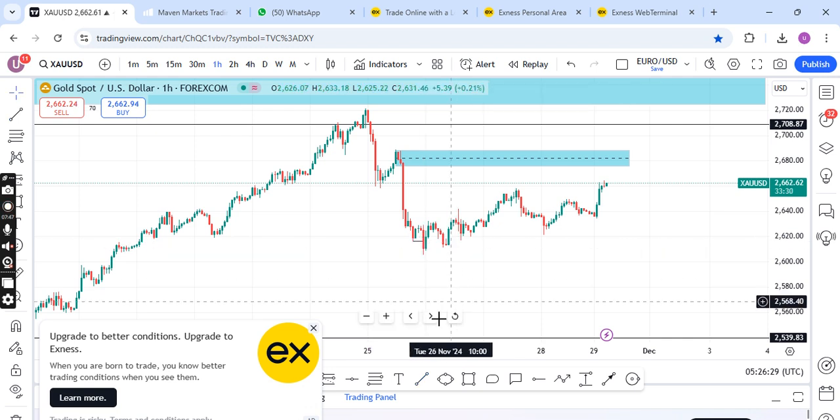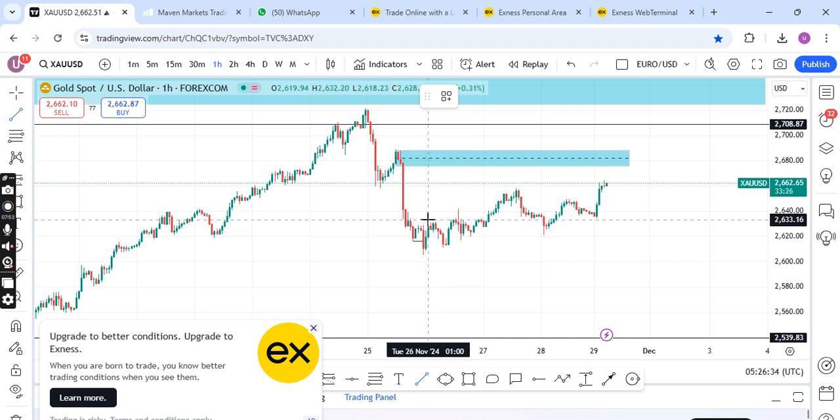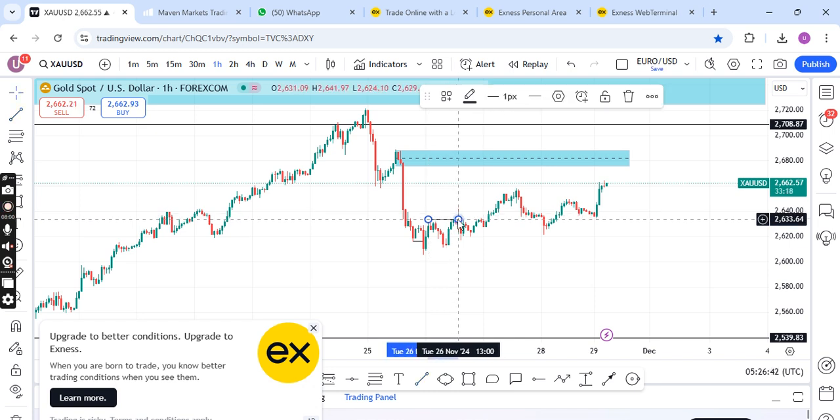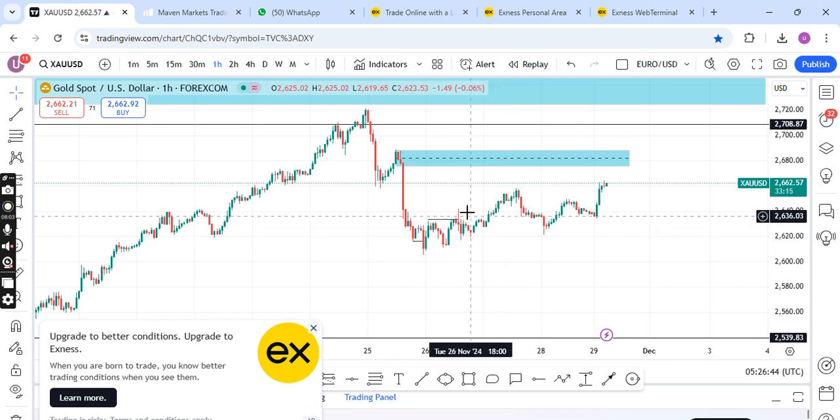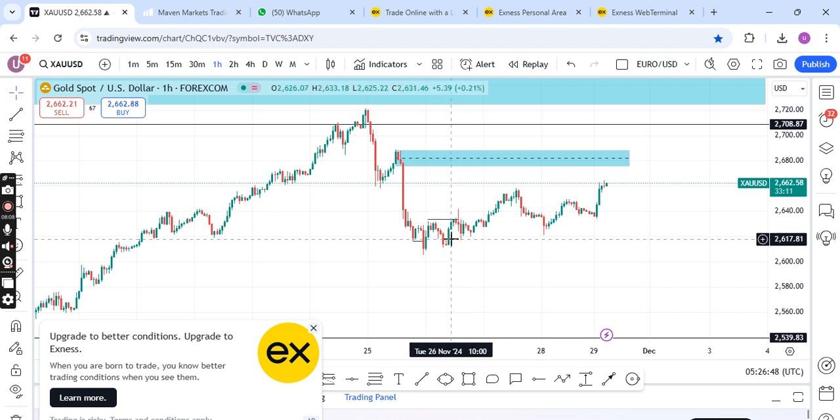And then the next thing price did was break structure to the upside, giving you a change of character. You can see this is a change of character. And as price retraced after that change of character, it tapped into the very particular zone.